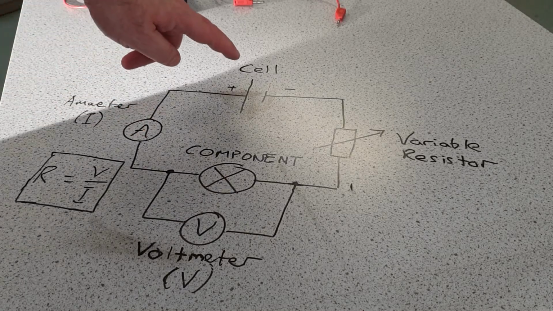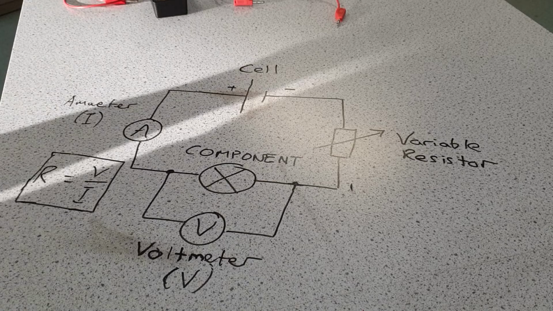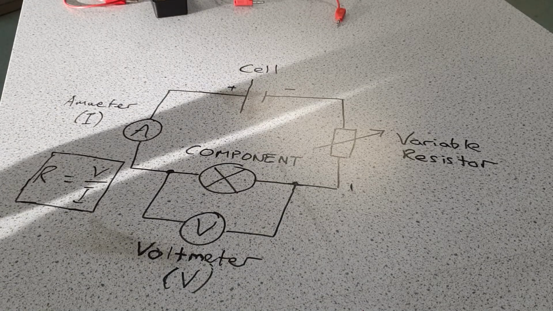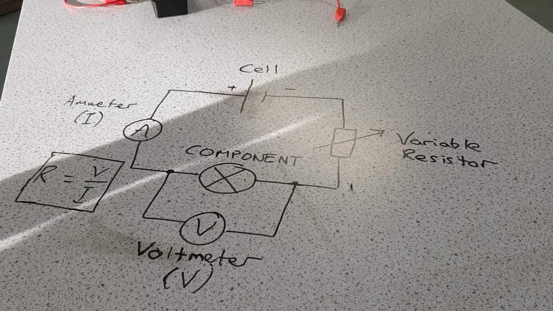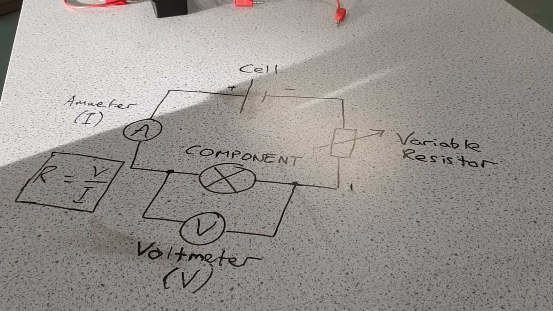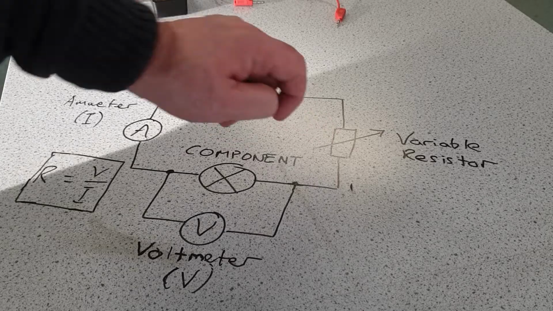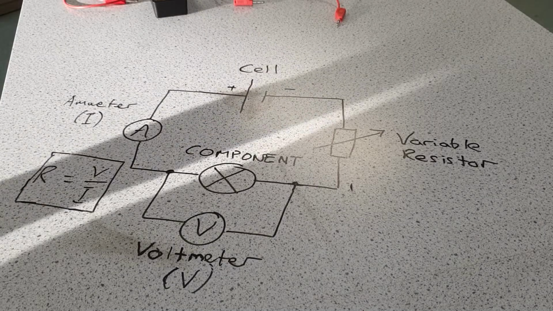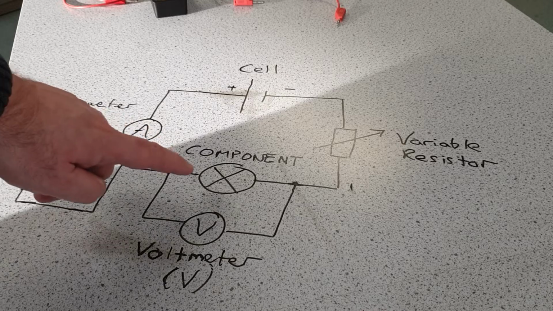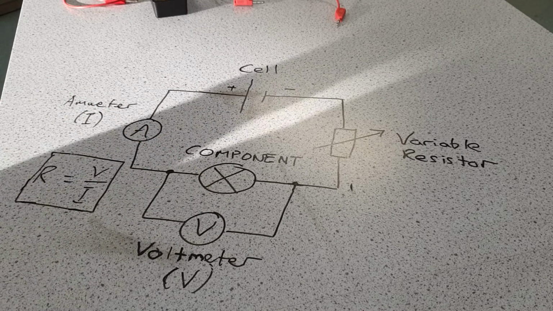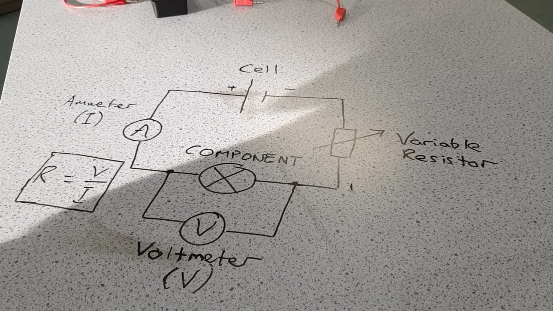Over here we have a cell, which is the power supply. Now in the lab we quite often use DC power supplies plugged into the mains rather than use cells, just to save us on running out of cells, but it's exactly the same idea. You have a variable resistor. I'll explain why you need a variable resistor in a minute. Here is your component. Now I've drawn on this circuit diagram a light bulb, but as I said, it could be a resistor or it could be a diode replacing that.